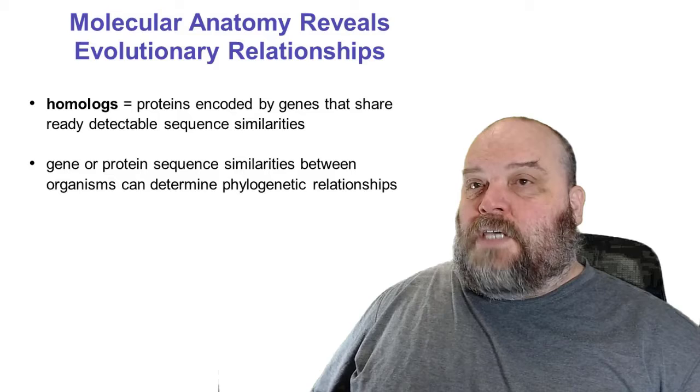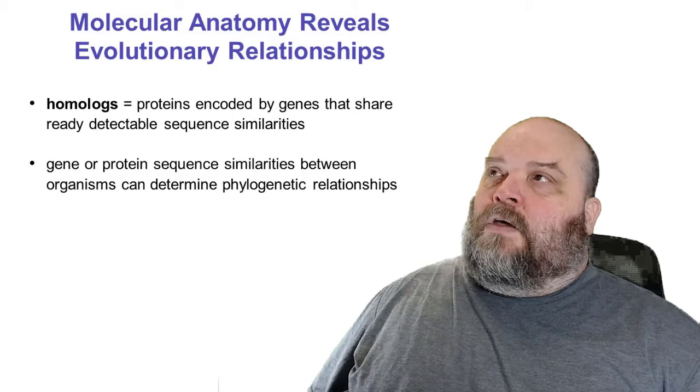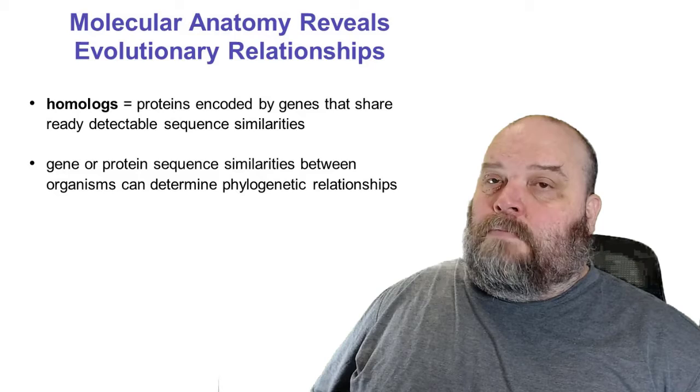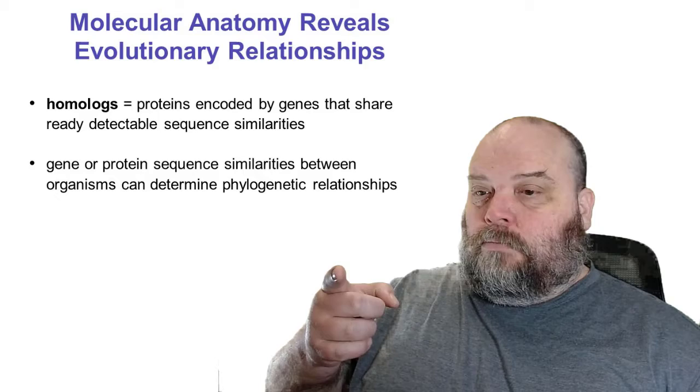So we refer to these as homologs. If you read that in the scientific literature, they were talking about two genes in two different organisms, and they say they are homologs of each other. They have the same role, but their shape is going to be slightly different. Different shape, slightly different function.